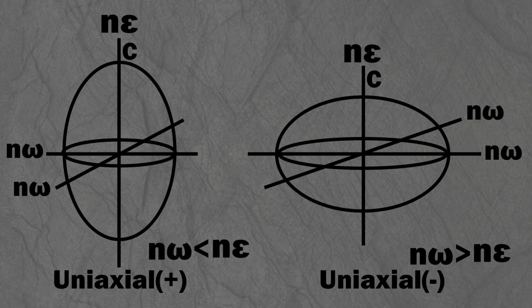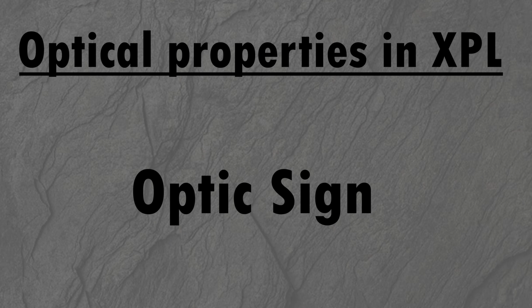These are diagrams of the indicatrix of uniaxial minerals. These diagrams show the refractive index of different axes in the mineral, and are important to understand the optical property known as the optic sign. This is not the same as the sign of elongation, so do not mix the two up.